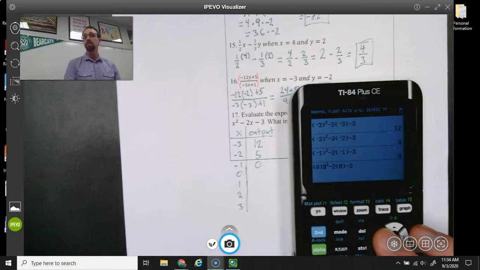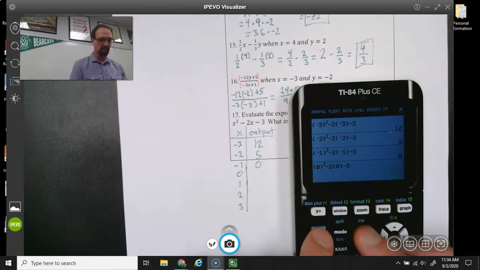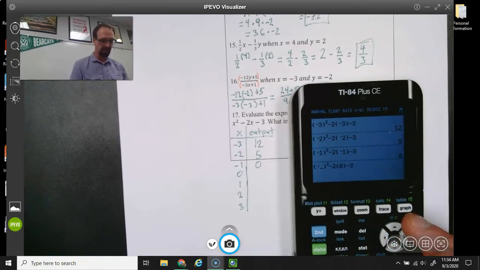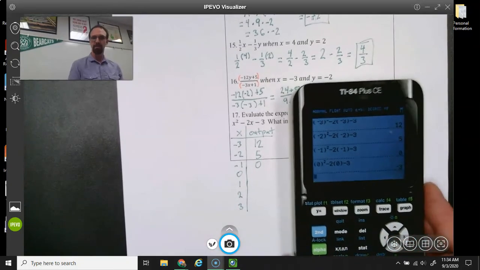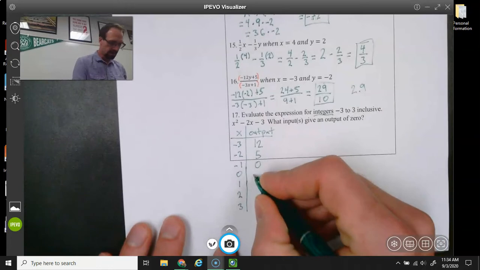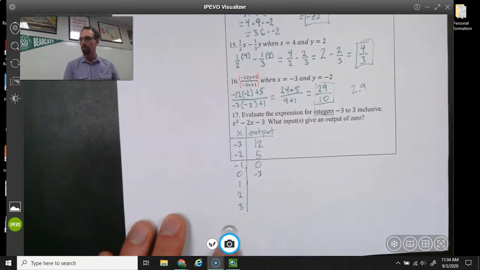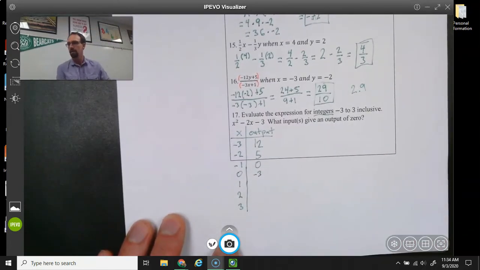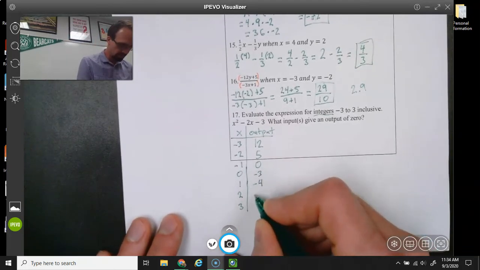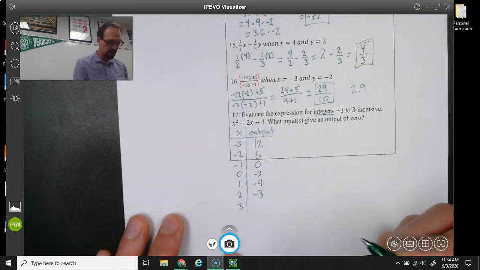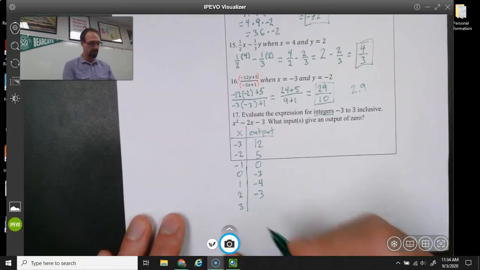Similarly, if you needed to put in a negative, you would do second insert, and then the negative symbol, and that's how you get that back. So delete gives me negative 3. And then if I put in 1, I get a value of negative 4, and then negative 3, and then 3 should also give me 0.